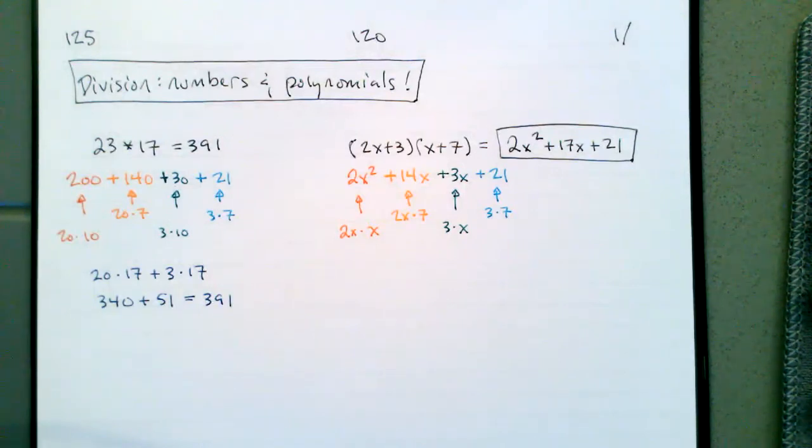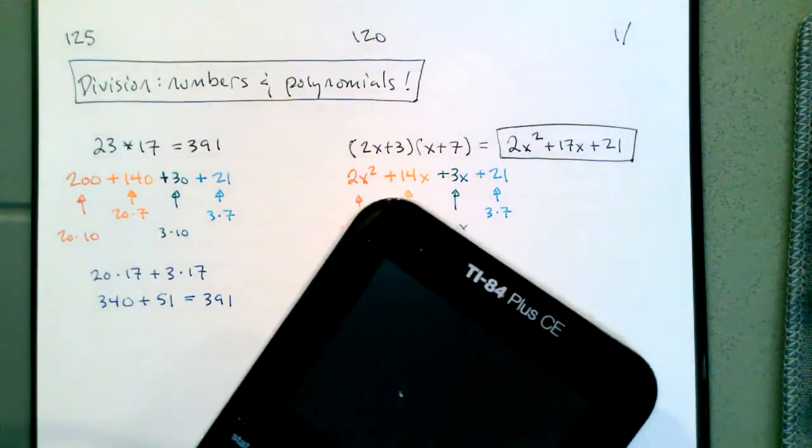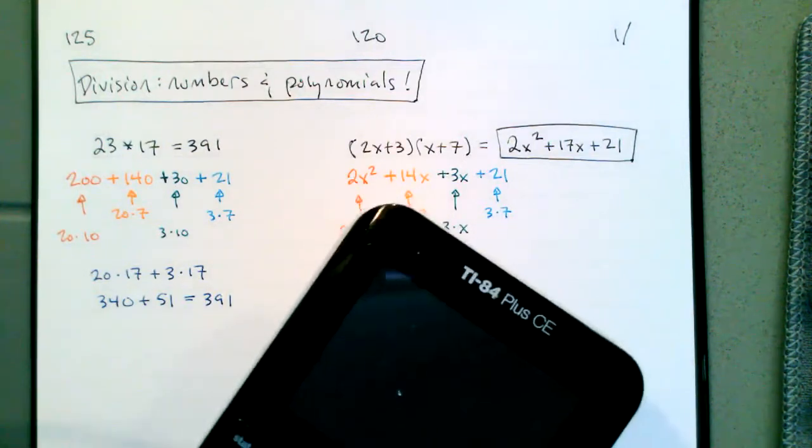What we're trying to build is flexibility, not speed. Once again, if you're doing this by hand, you are going to be slower than the calculator. We're not going for speed, we're going for flexibility.